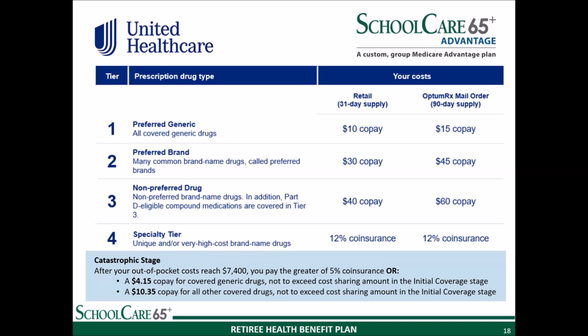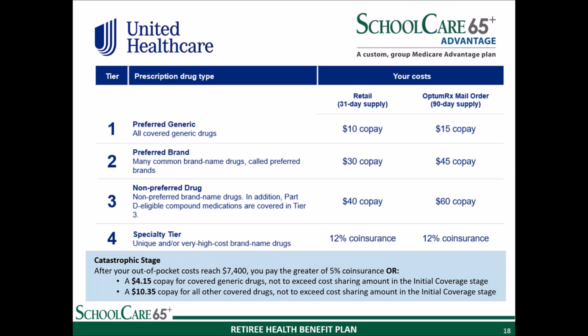Tier 3 consists of non-preferred drugs and are covered at a $40 copay for a 31-day supply or a $60 copay for a 90-day mail order supply through Optum Rx mail order. Tier 4 consists of specialty drugs and are covered at a 12% coinsurance for a 31-day supply or a 12% coinsurance for a 90-day mail order supply through Optum Rx mail order.